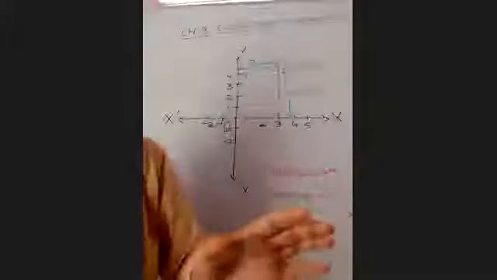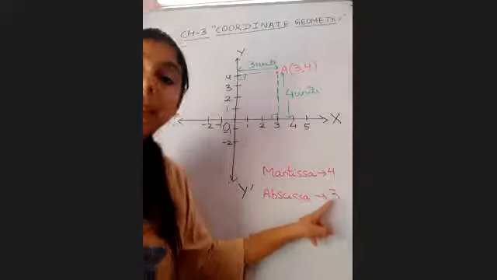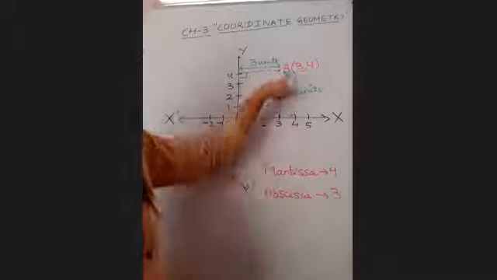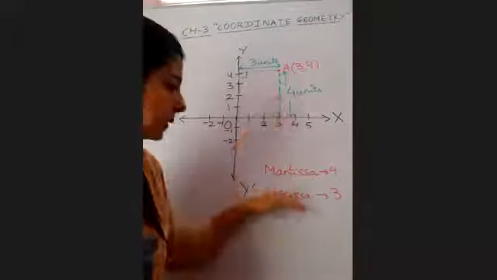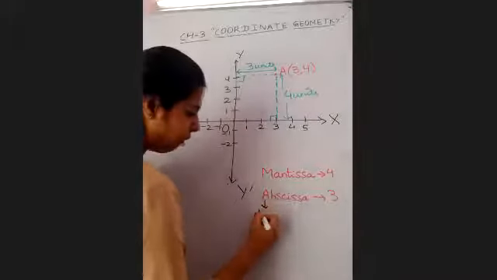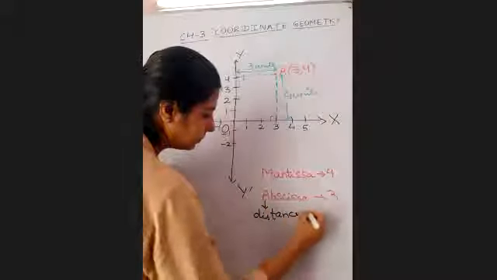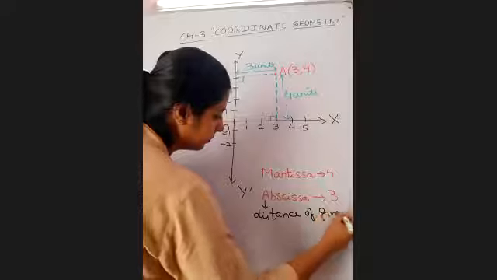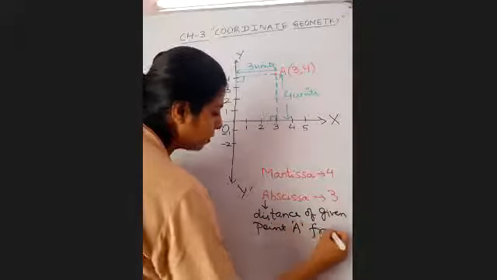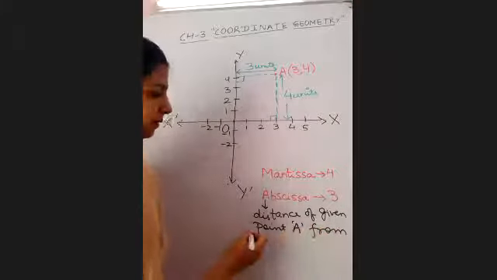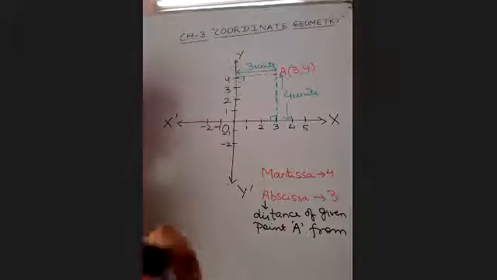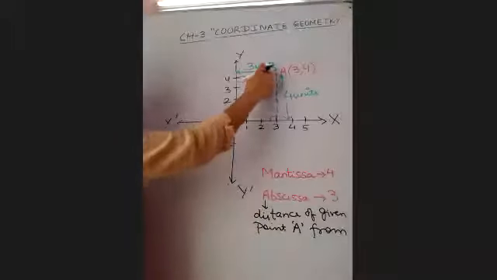So in other words, we are going to define Abscissa and Ordinate. When we say that Abscissa is 3 units, it means that Abscissa is defined as the distance of the given point A from which axis, beta? X-axis? See carefully. 3 units is from the y-axis.